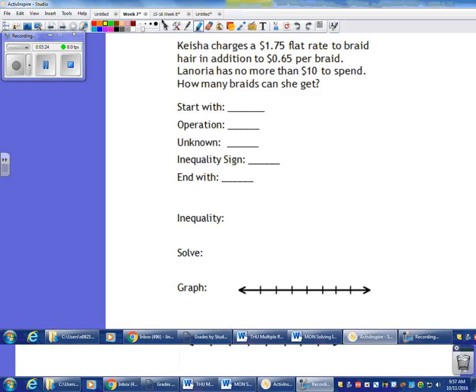So first we have to highlight. We know that she charges this in the flat rate. Flat rate is basically you have to pay that just for making the appointment.